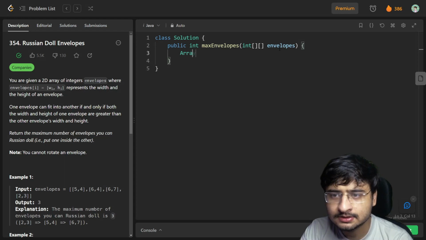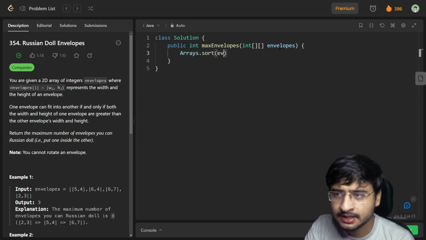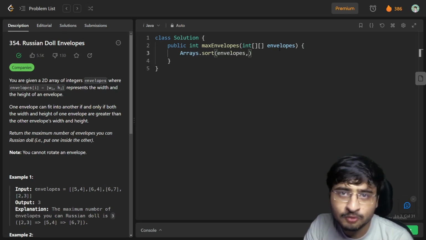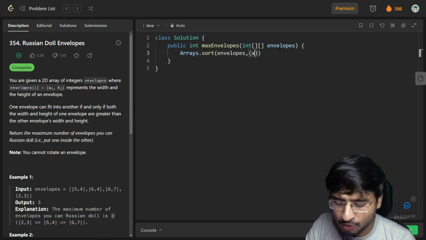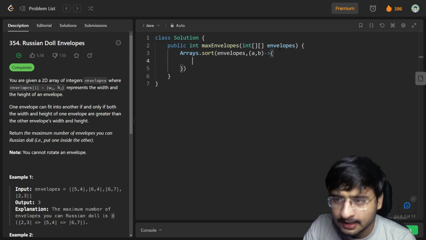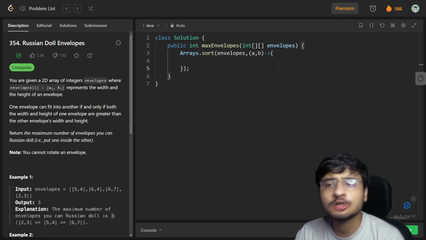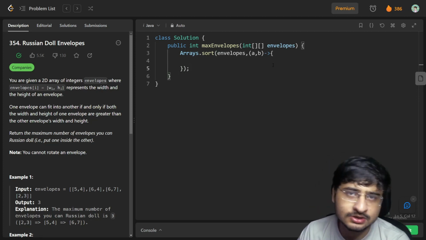So I'll write Arrays.sort, and I'll pass envelopes here. I'll of course provide a lambda function, a comma b, and I'll pass this array. If the lambda functions are not clear to you, you can of course tell me in the comment section and I can make a separate video on these lambda functions.